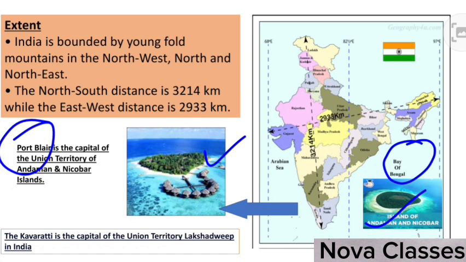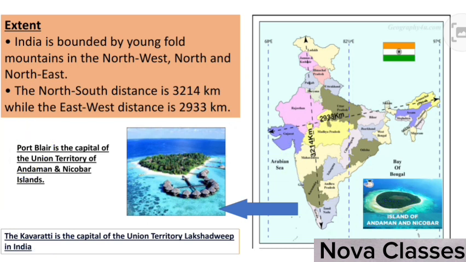Okay, so what is the capital city of the Lakshadweep Island? We can say that Kavaratti. Kavaratti is the capital city of which island? That is the Lakshadweep Island. So I think you are clear about that. On that side we can see Andaman and Nicobar, and on the other side that is Lakshadweep, in the Arabian Sea.